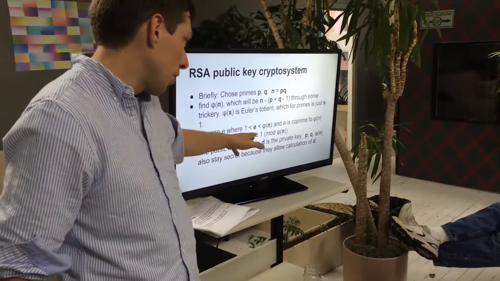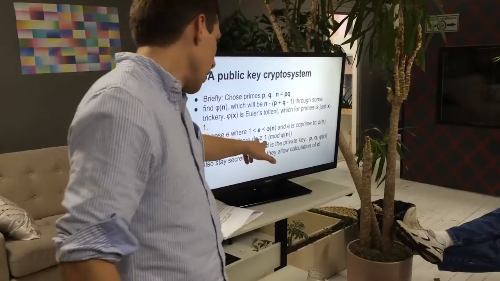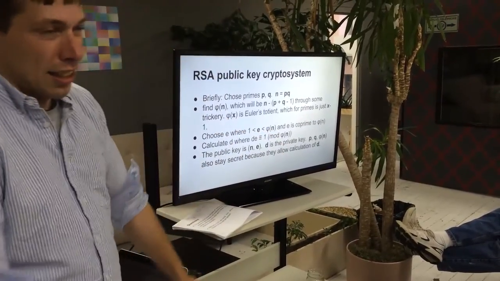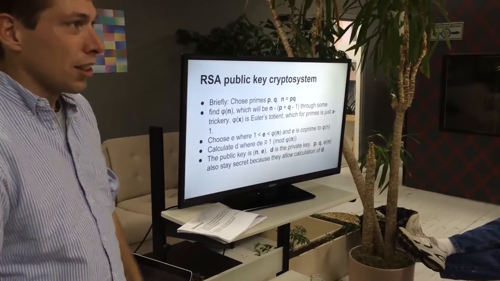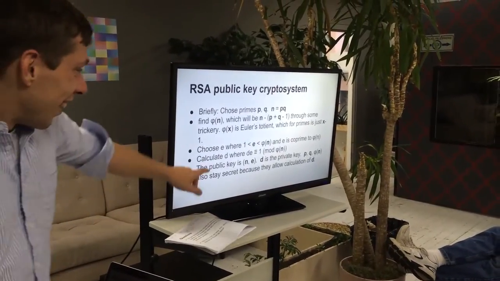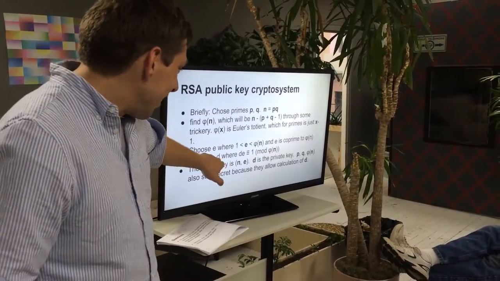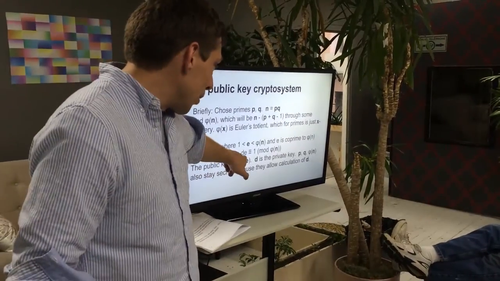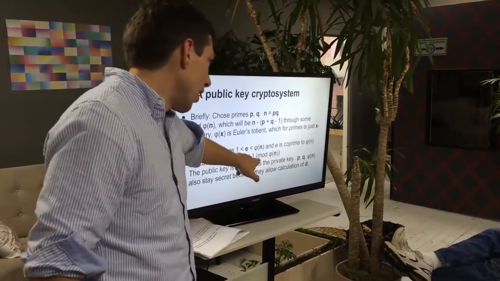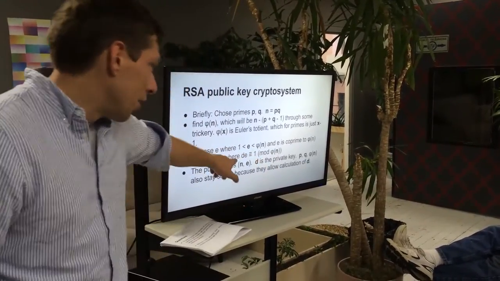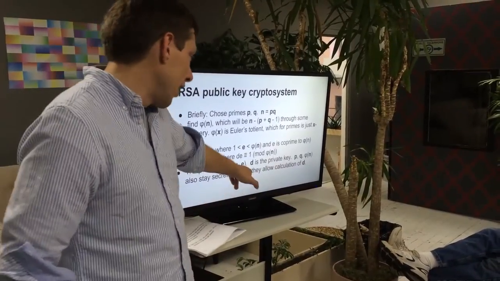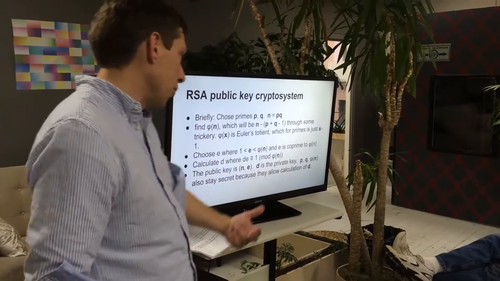Then you also choose an e, somewhere between 1 and phi of n. Sometimes they use 3 and sometimes they use 65,537 or something. Then you calculate d, where d is the multiplicative inverse of e modulo phi of n. And that's your decryption key. Your public key that you send everyone is N and E, and D is the private thing that lets you decrypt.